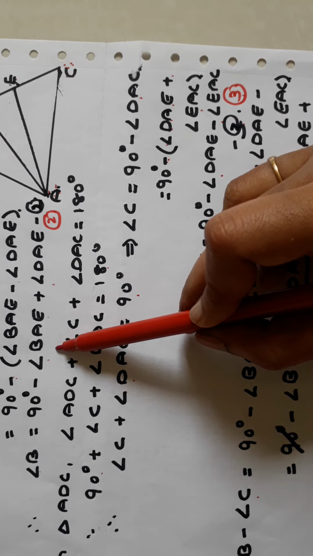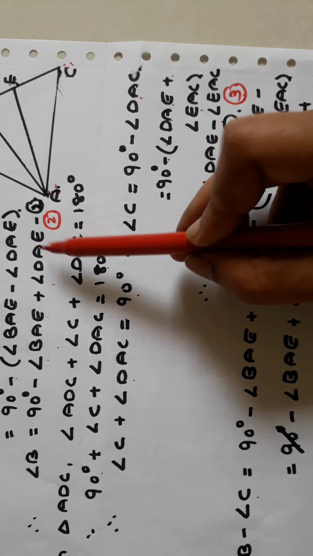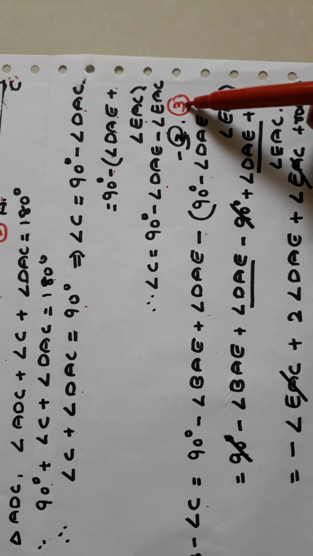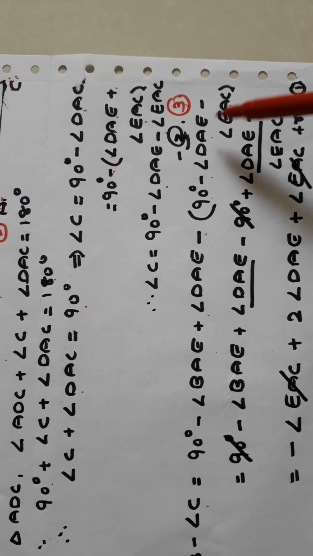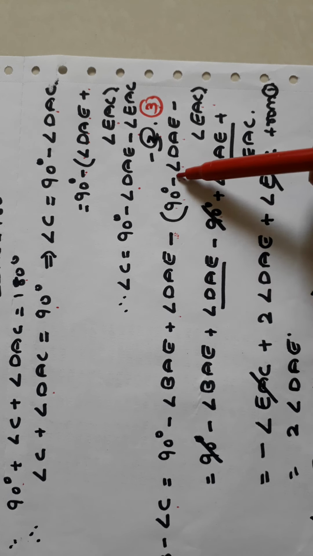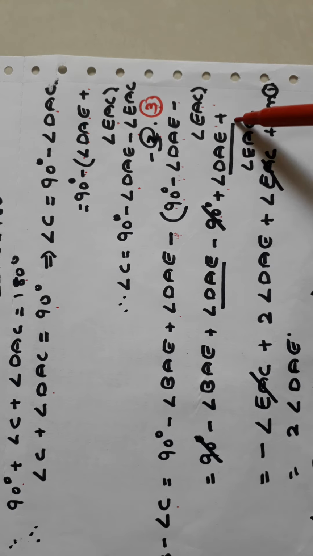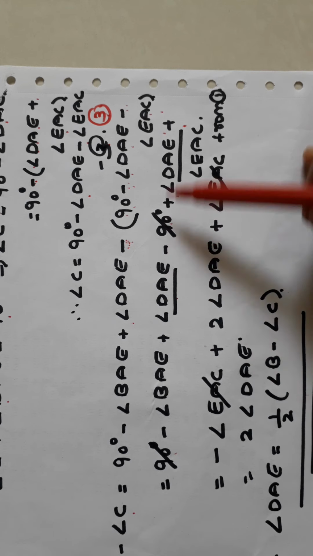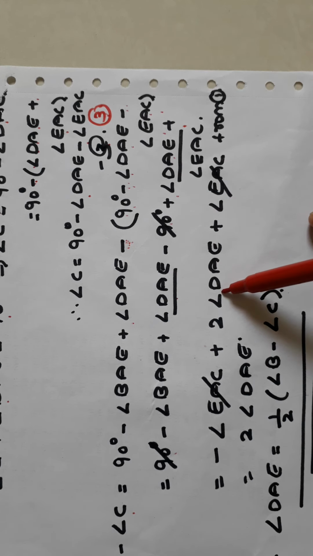2 is 90 minus angle BAE plus angle DAE, minus, when you write for angle C, put that in bracket. From third we get 90 minus angle DAE minus angle EAC. Now take minus inside the bracket. Minus plus minus, minus minus plus, minus plus minus minus plus. 90 will get cancelled out. Angle DAE plus angle DAE is 2 times angle DAE.